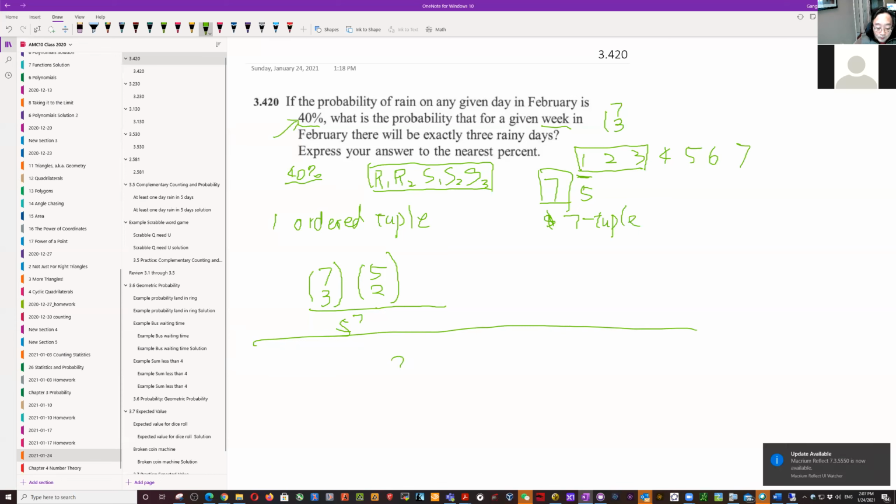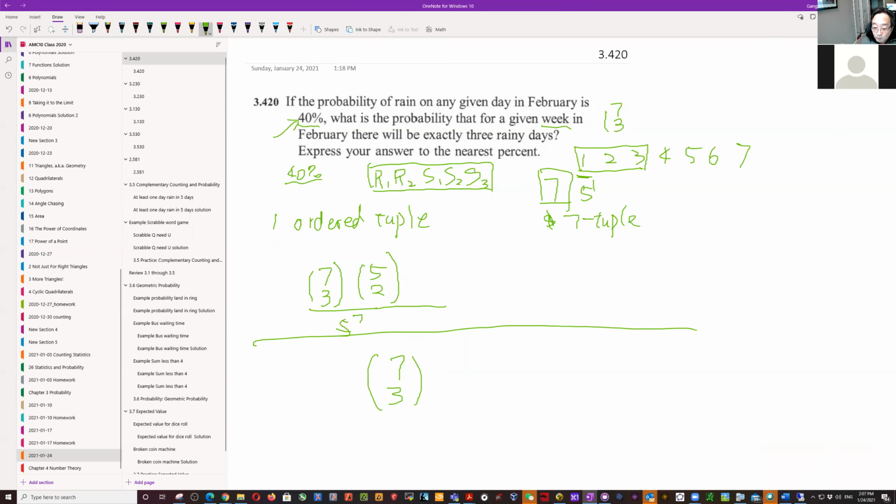And it's 7 choose 3. Then for each of those 3 days, for example, first, second, and third, we have 2/5 to the 3rd power, and the rest of the 4 days, 3/5 to the 4th power. So that is the way to do it if we just do it this way.